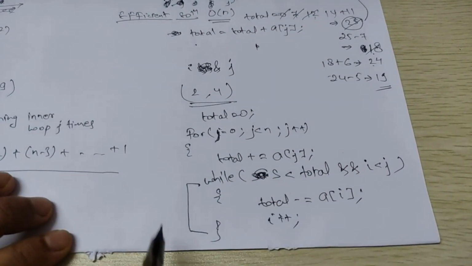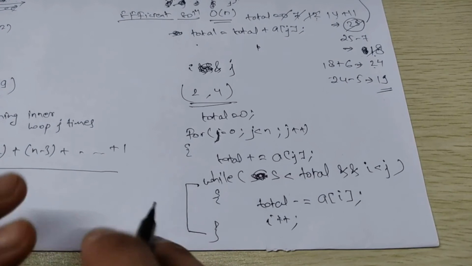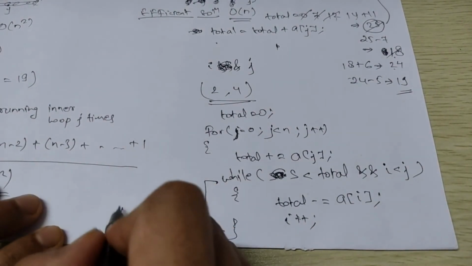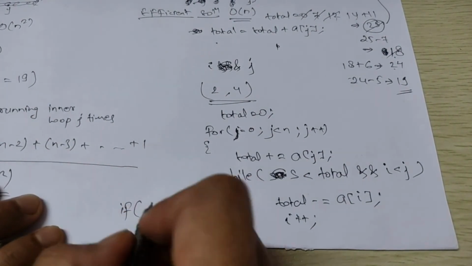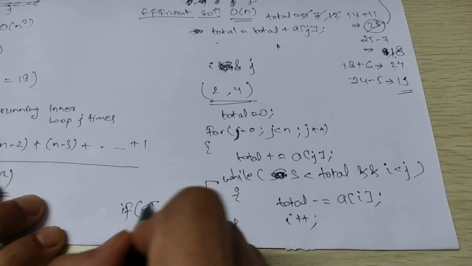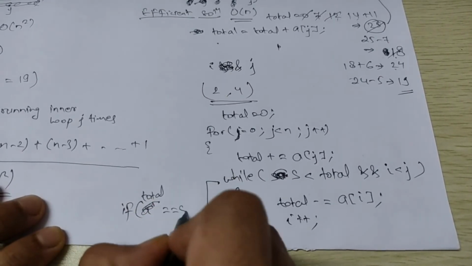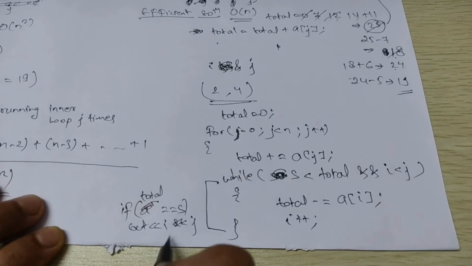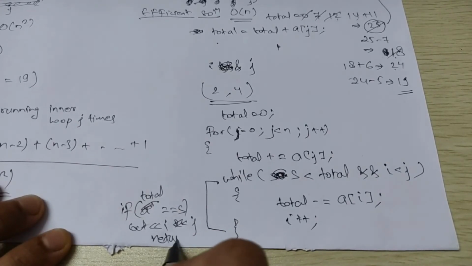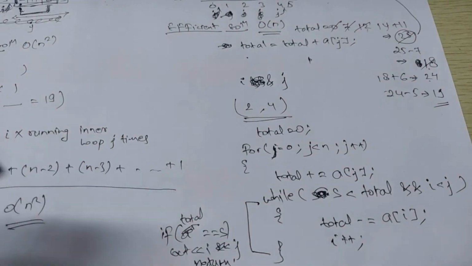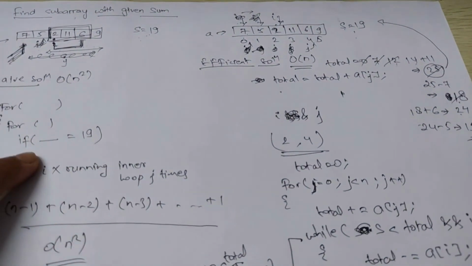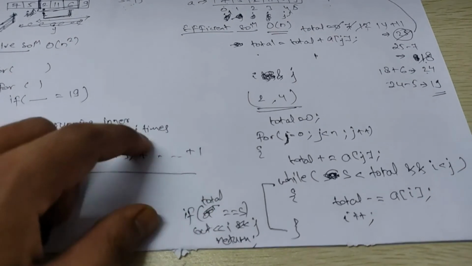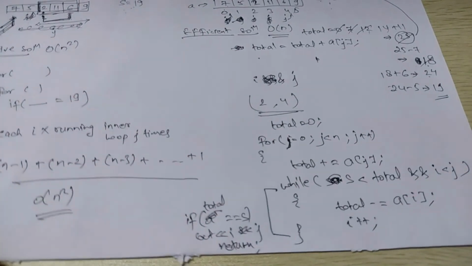So once again the total value becomes smaller than the given s, then what you have to do, you have to check if total is equal to s, then you can print out the I value and j value, and then you can return, that is you can stop the whole process. So this was the whole problem. I hope you will get it, and the main aim was to get the logic. If you find any issue with this code, let me know in the comment, otherwise this code will work.